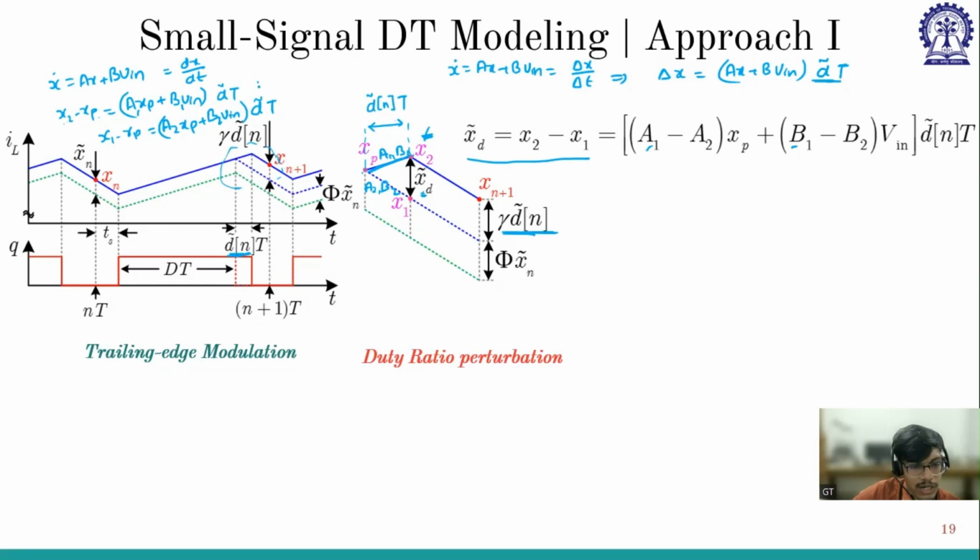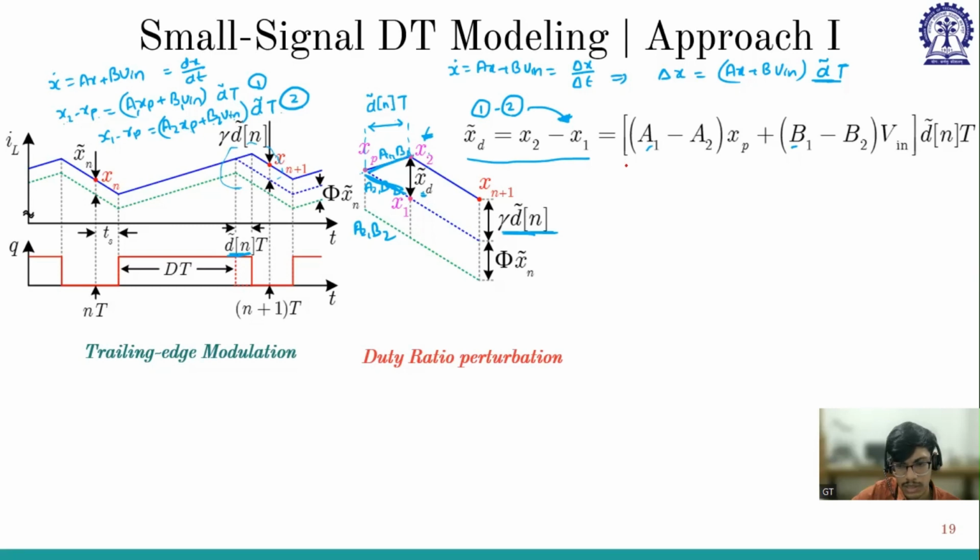I'll get one equation. And for x1, this is the off time. What are the matrices? a2, b2. So a2 into xp plus b2 into v into d perturb t. This is the second expression. So I got x2 in terms of xp and x1 in terms of xp. Now subtract 1 minus 2, and that will give you this expression. Is that clear? I am getting two equations and then subtracting so that I will get xd perturb. You have understood, right? Whoever has asked.